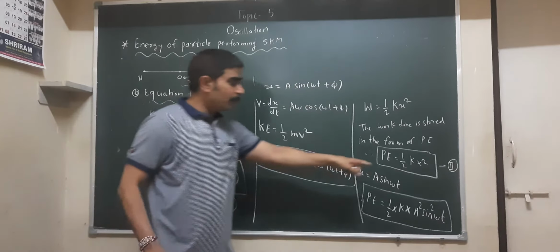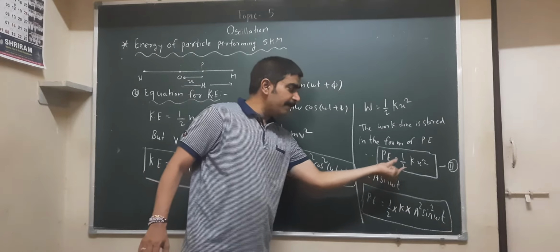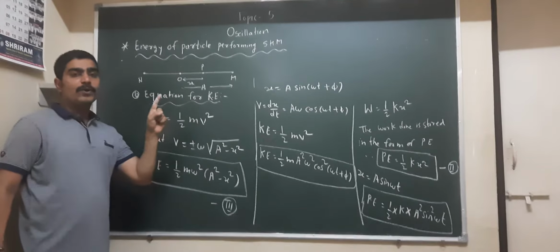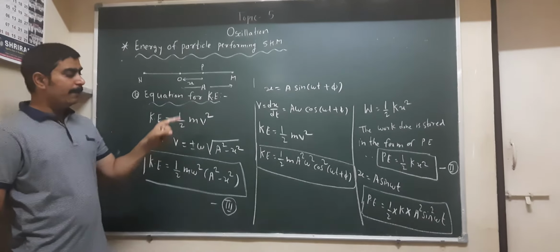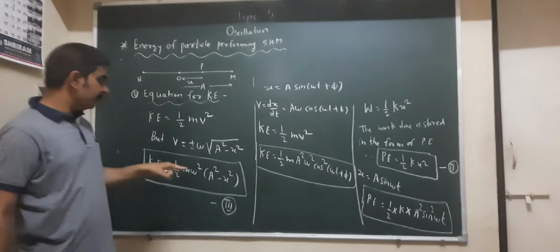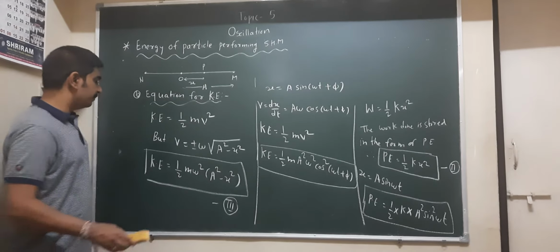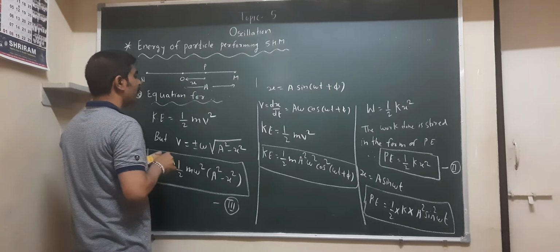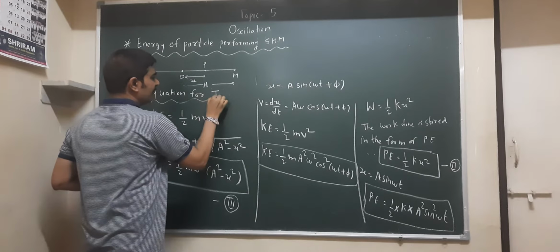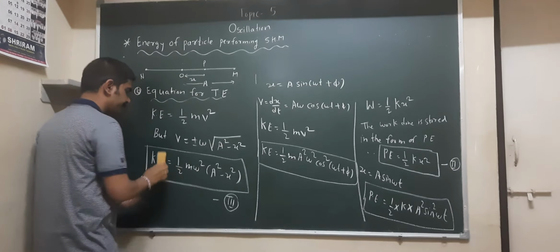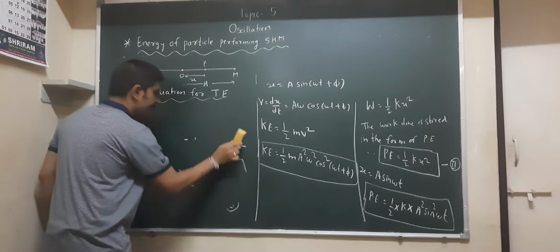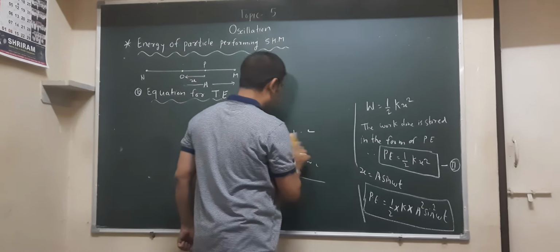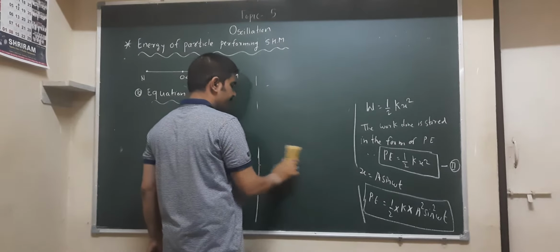So friends, I am going to add equation number 2, potential energy, half kx square, and half m omega square into a square minus x square, in order to get the total energy. So remember, equation number 2 is for potential energy and equation number 3 is for kinetic energy. Now the third part I am going to see is the equation for TE, that is the total energy. Equation for total energy of a particle performing SHM.